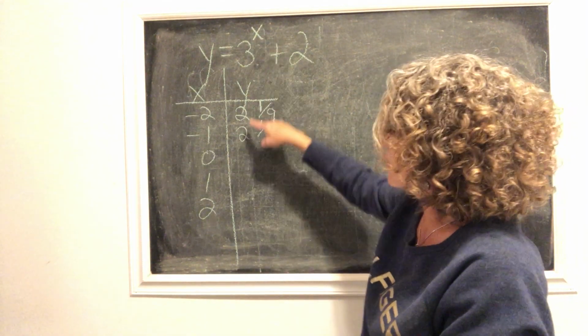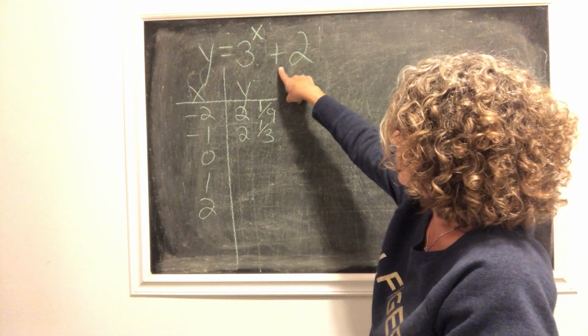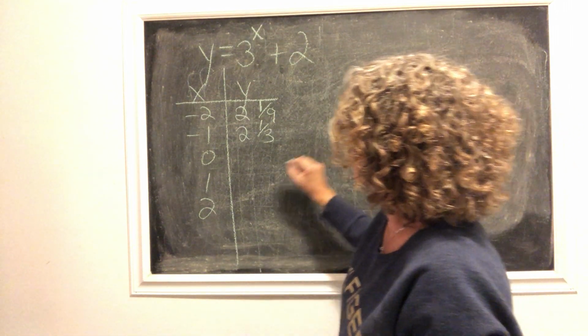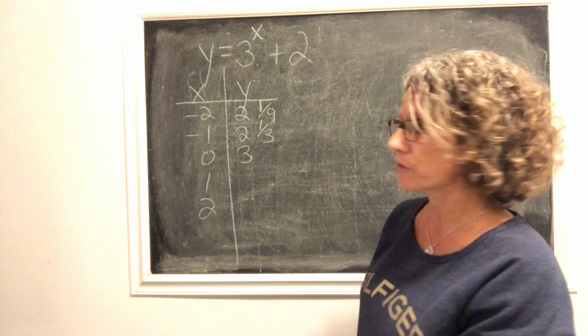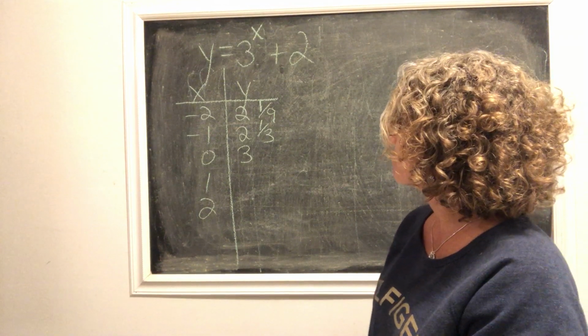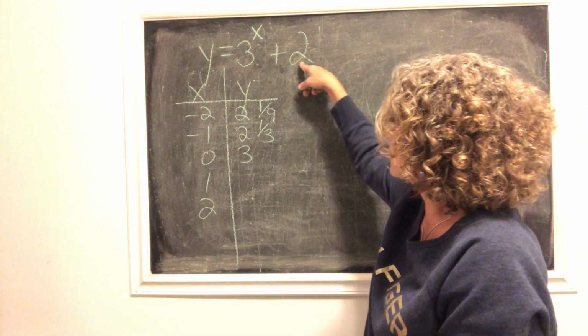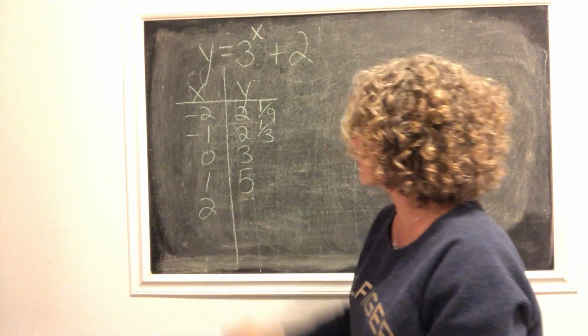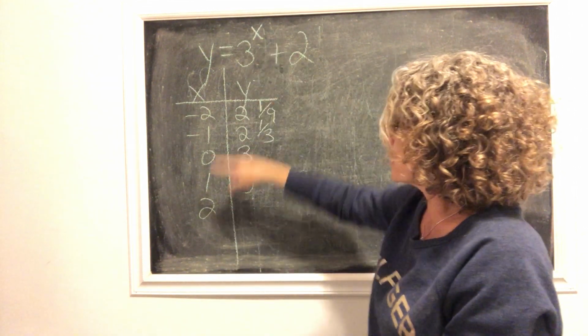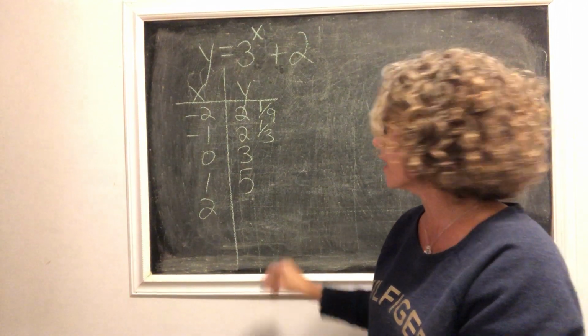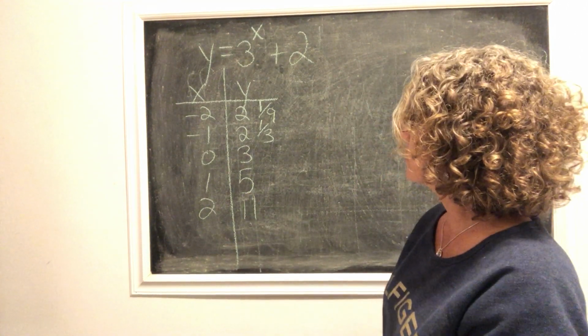At 3 to the 0, I'm at 1, and 1 plus 2 is going to give me 3. So my y-intercept changed. At 3 to the first power, I get 3 plus 2 more gives me 5. And 3 squared is 9. Add 2 to 9, and we get 11.